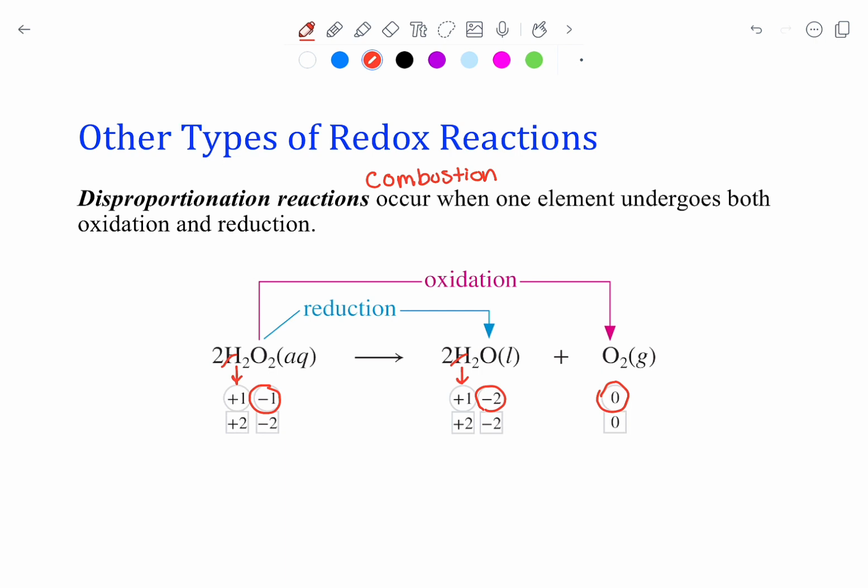So disproportionation is when one element undergoes both oxidation and reduction reactions, and we typically see this when an element goes from one reactant and splits into two products, or the other way around, goes from two reactants and combines into one product. And again, a common one that we've learned about is combustion reactions, where the oxygen gas is turning into both carbon dioxide and water.